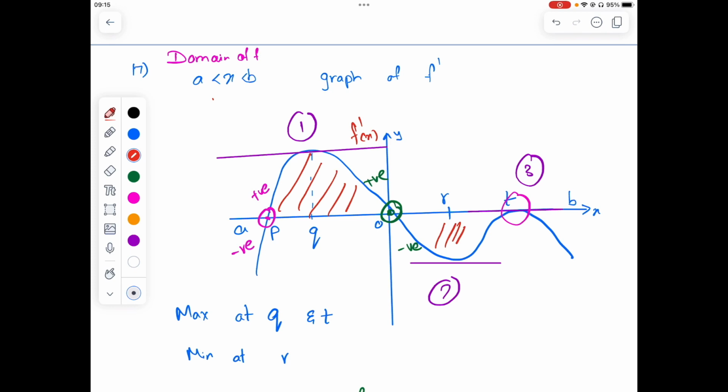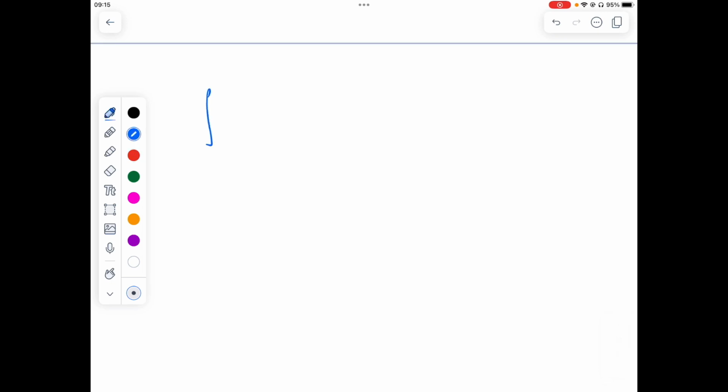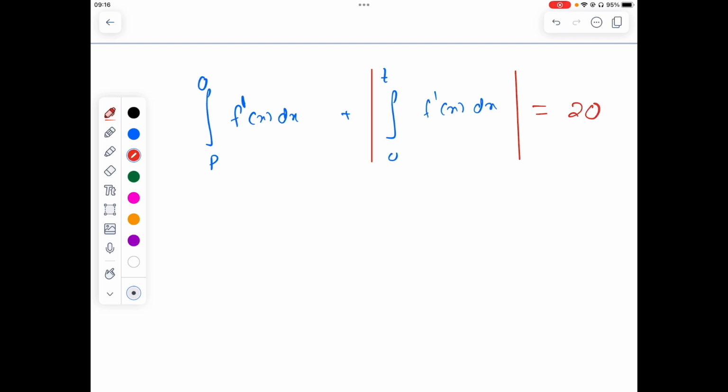So I'm going to add those two areas and equate to 20. First of all, I'm going to find the area of the top part. How do I find the area of the top part? Integral of f prime x dx from p to 0 plus integral of f prime x dx from 0 to t. These two areas I'm going to add and equate to 20. But we know that the second part is going to be negative, so I'm going to use the absolute value because it's a negative area.